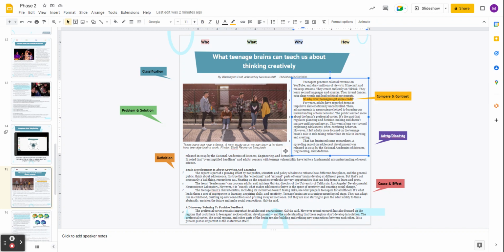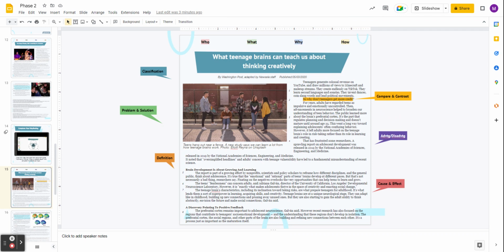Now, I've identified this as a compare contrast because we have this idea that teenagers are creative. And then it's contrasting the reality of teenagers not getting credit for their ideas and their creativity with what they're actually doing. So that is compare contrast as an organizational pattern.